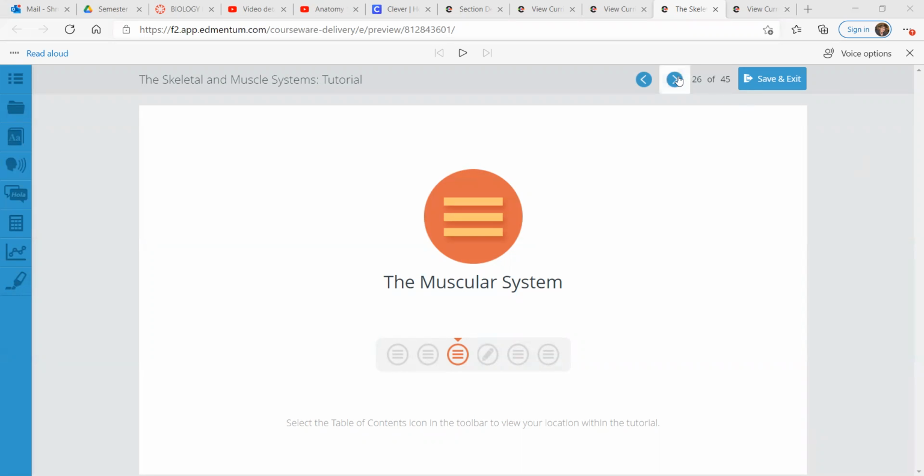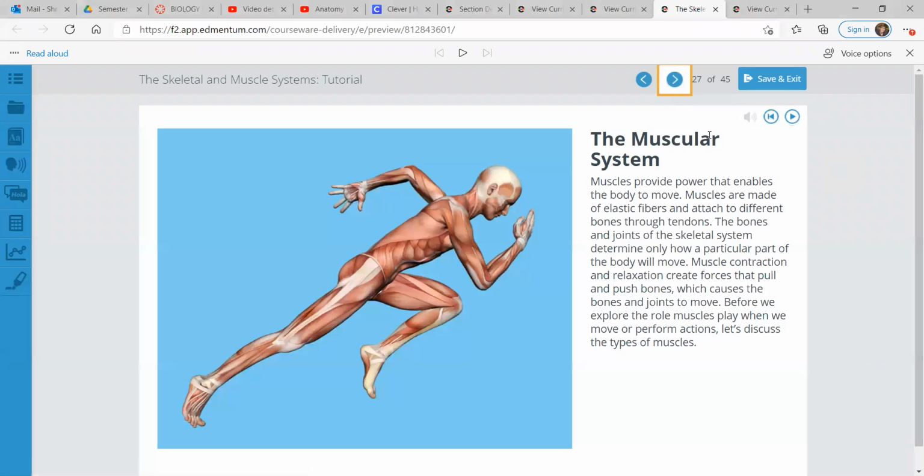We talked about the skeletal system, and we talked about how the muscular system interacts with the skeletal system. Muscles provide power that enable the body to move. Muscles are made of elastic fibers and attached to different bones through tendons. The bones and joints of the skeletal system determine only how a particular part of the body will move. Muscle contraction and relaxation create forces that pull and push bones, which causes the bones and joints to move.